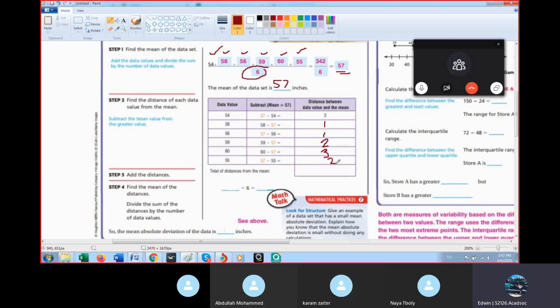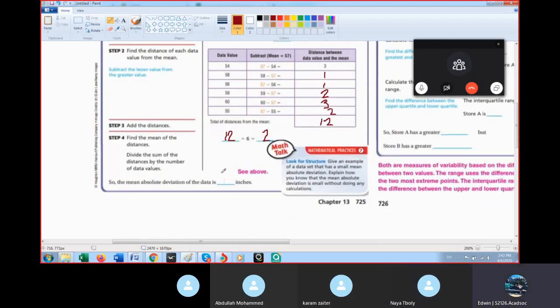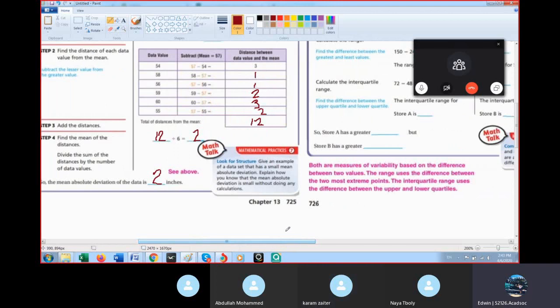Now, the same thing we did in getting the mean, you're going to add all the numbers. So 3 plus 1, 4, 5, 6, 7, 8, 9, 10, 11, 12. And then you're going to divide by 6 because there are 6 data values. 12 divided by 6 is 2. So therefore, the mean absolute deviation is 2. That would be your answer.